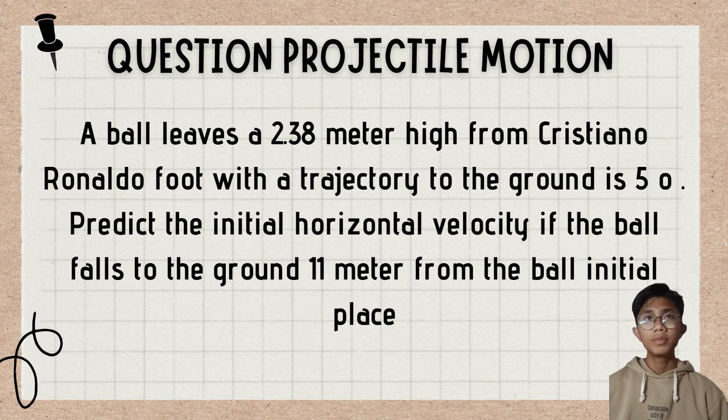So I will explain about projectile motion. Our situation is football, and the question is: a ball leaves 2.38 meter high from Cristiano Ronaldo's foot with a trajectory to the ground of 5 degree. Predict the initial horizontal velocity if the ball falls to the ground 11 meter from the ball's initial place.